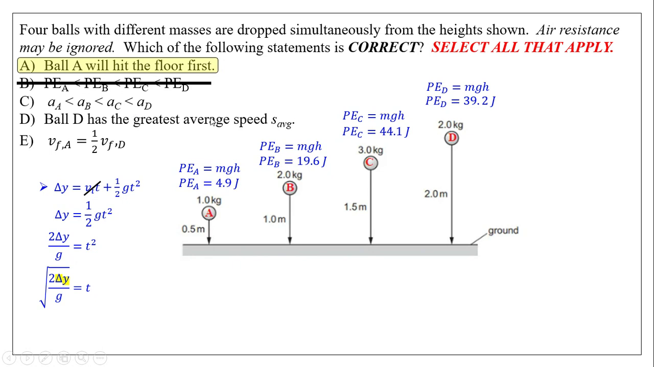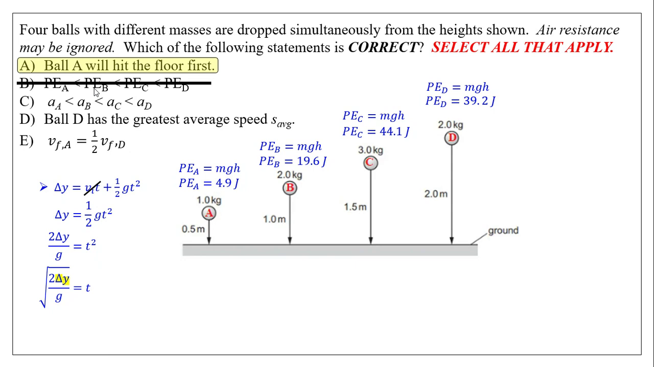Now, earlier I said you could just use basic math here. PE has a g in all of them, so really the only thing that matters is m and h. So if you want, you could have just used basic math skills and compared the product of m and h. Well, m being 1, h being 0.5, this is 0.5. 2 times 1 is 2. 3 times 1.5 is 4.5. 2 times 2 is 4. Well, 4.5 is greater than 4, which implies that choice B is already wrong.